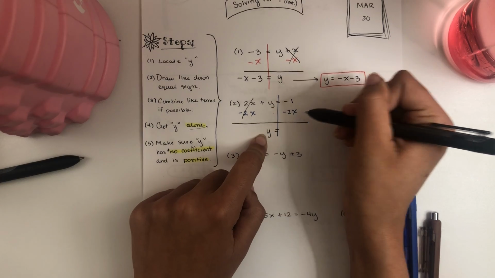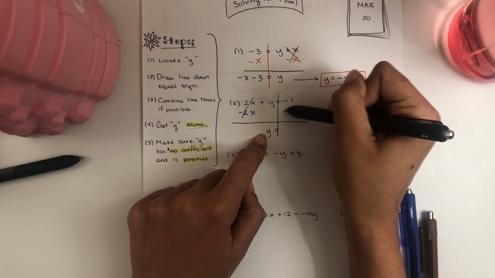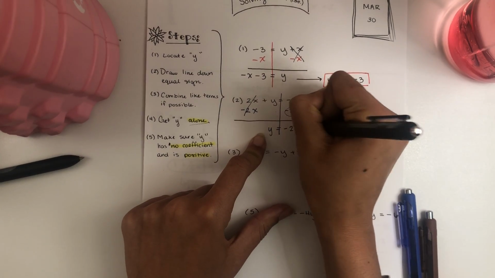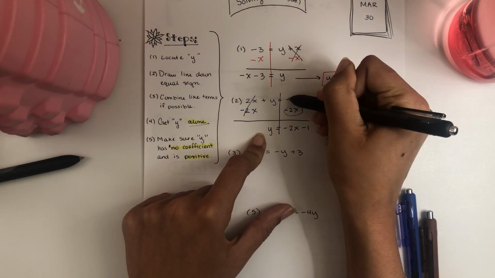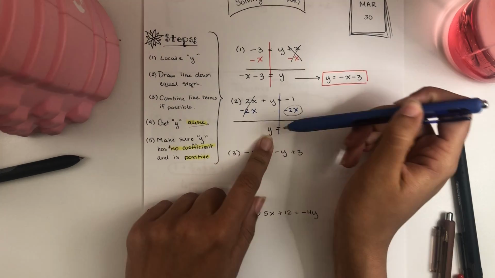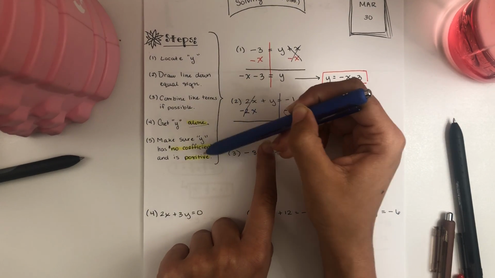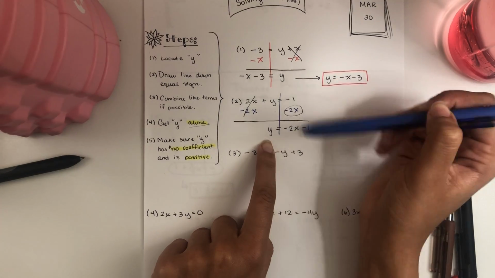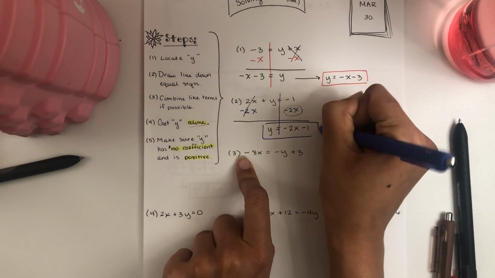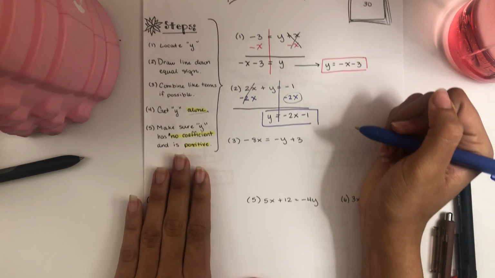I have a -1 and a -2x. We're going to want this term with the x to come first. So -2x minus 1. Since they're both negative, they stay negative. y is by itself. There's no coefficient. It's positive. And I even have it first, like I did in the first problem. So that's perfect.